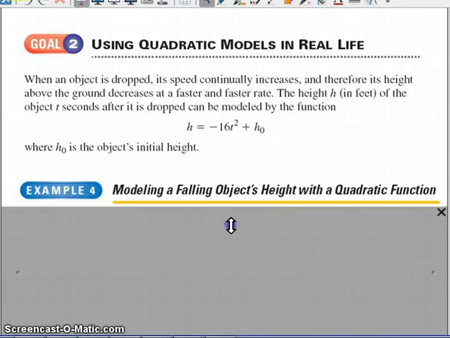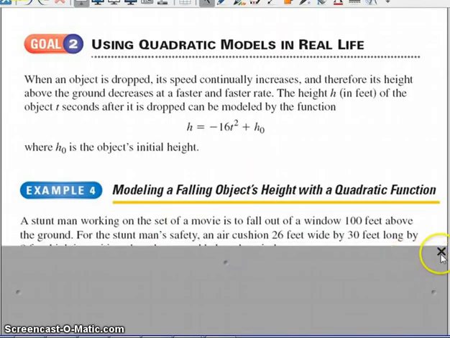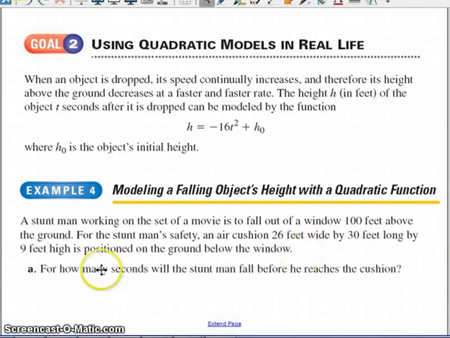Now, let's look at a specific example here, and here's the word problem. So I'm going to have you hit the pause button and read example 4 to yourselves, and then we're going to talk about how to work this through. Okay, I'm going to assume that you've done that, that you've read this story about the stuntman.